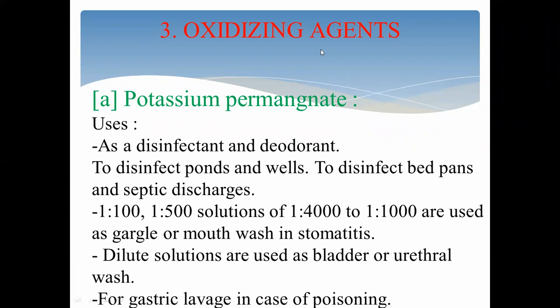Then 1 in 200, 1 in 500 solution, 1 in 4,000 and 1 in 1,000 are used as gargles and mouthwashes in stomatitis. So their proportion is to be given for gargles or mouthwash. Do you know about gargles and mouthwashes? Yes, ma'am.